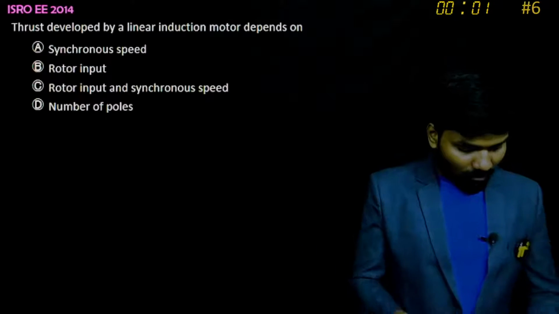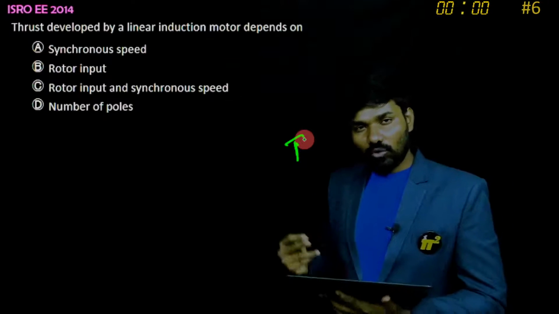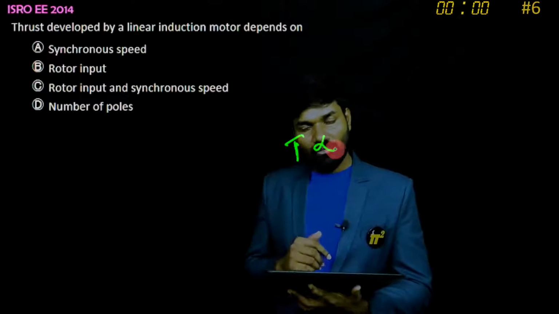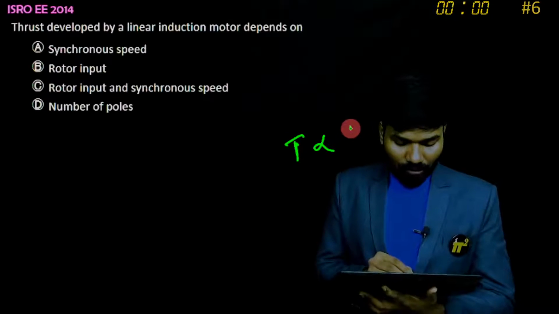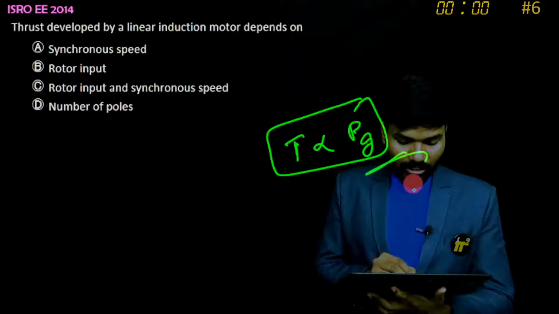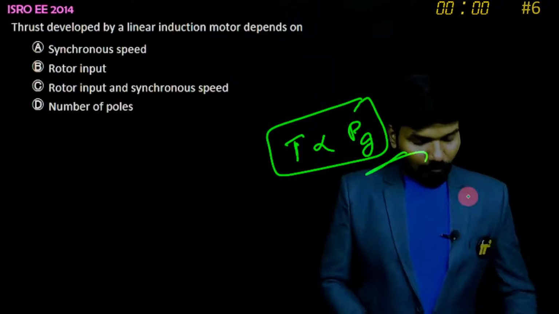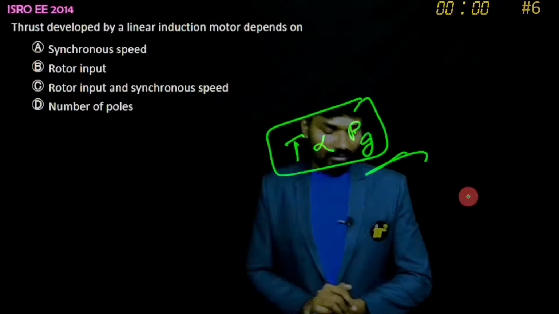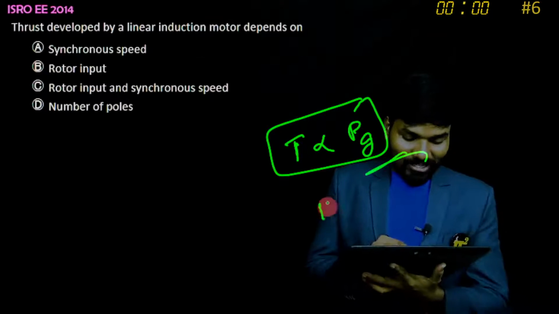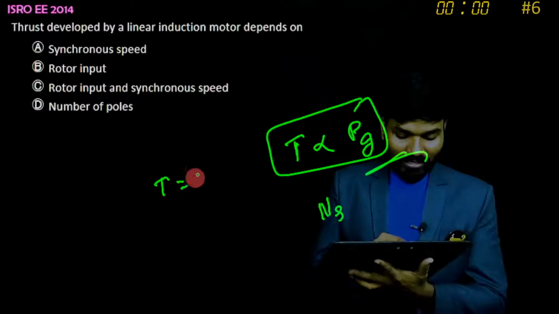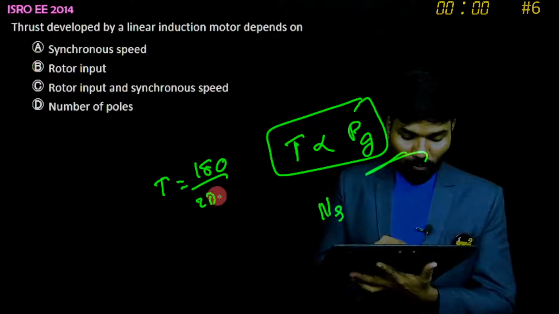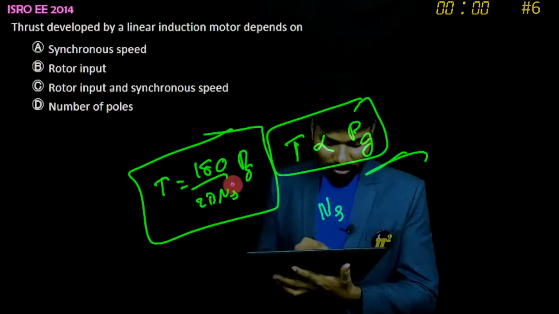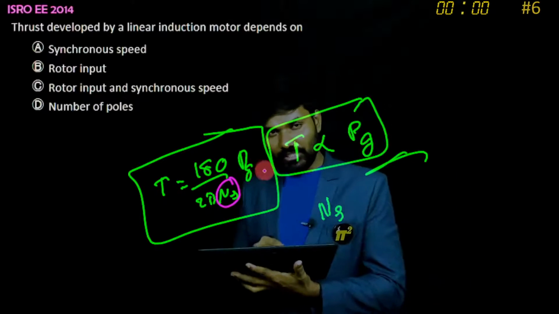See, what is the torque equation? In the case of a rotational induction motor, can you quickly tell me in a rough way what torque is proportional to? Torque is proportional to Pg, provided ns is constant, because torque is equal to 180 by 2 pi ns into Pg. This is the torque equation. If ns is constant, then torque is proportional to Pg.